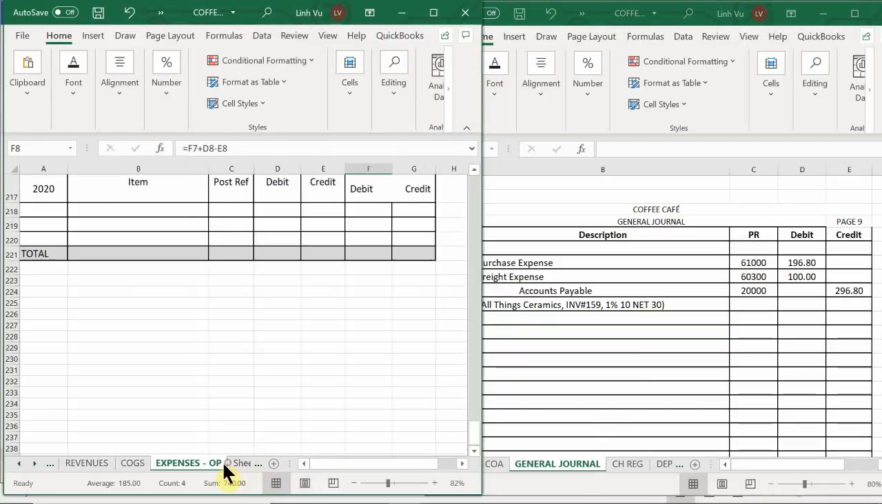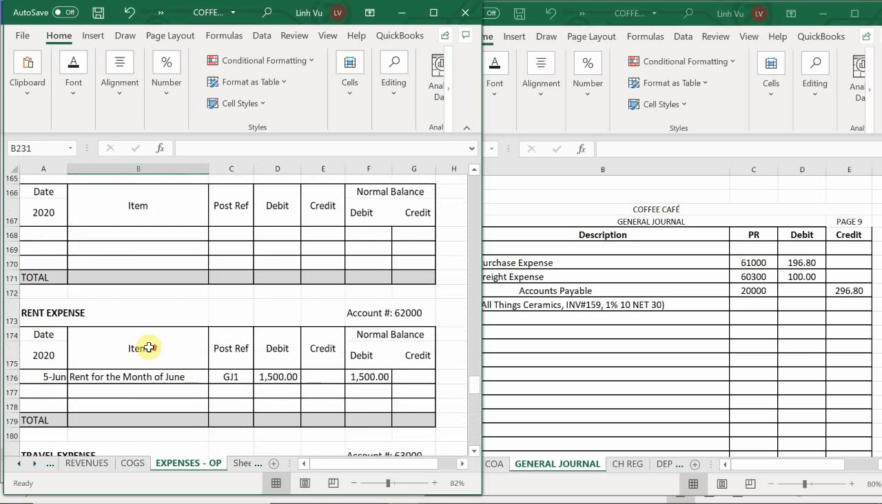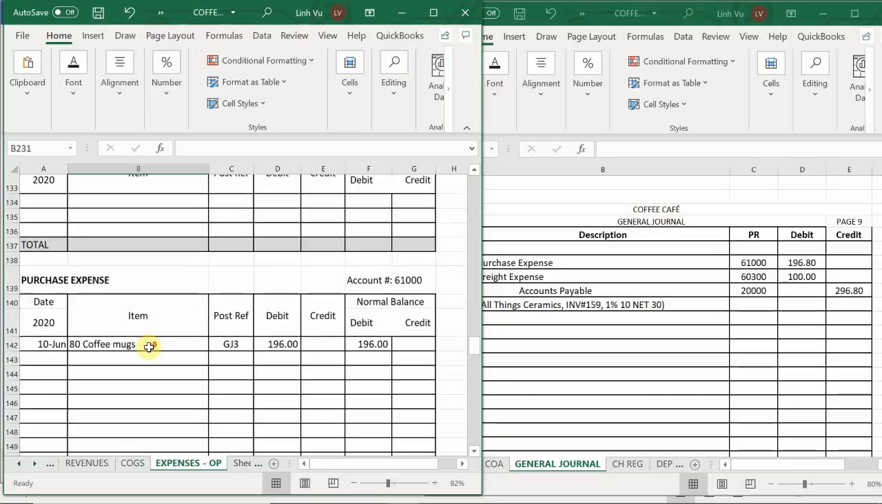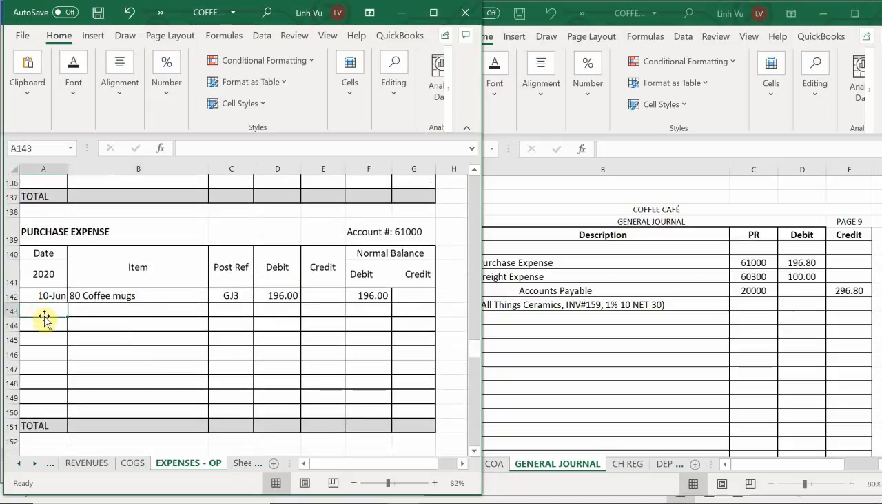And I went to purchase expense. The date's 6/20. 80 coffee mugs under the item. A debit for 196.80, and a grand total of 392. Sorry, I was moving fast.